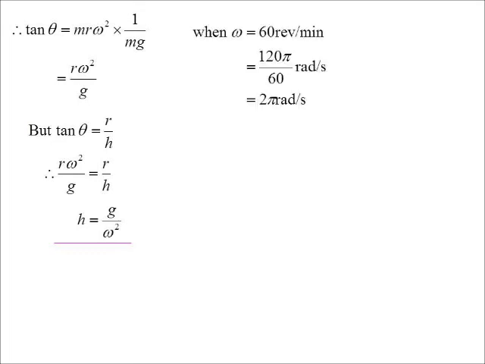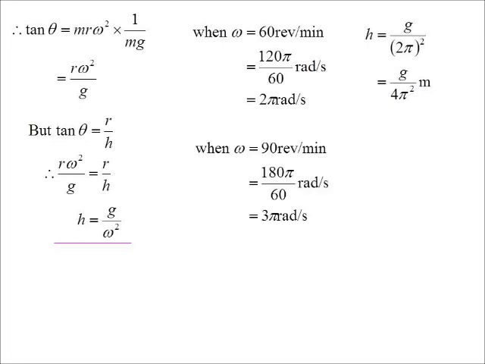We're at 60 revolutions per minute, but we need it to be in radians per second. So that's 2 pi radians per second. The height of my bob is g on 4 pi squared. When it's 90 revolutions per minute, it turns out to be g on 9 pi.